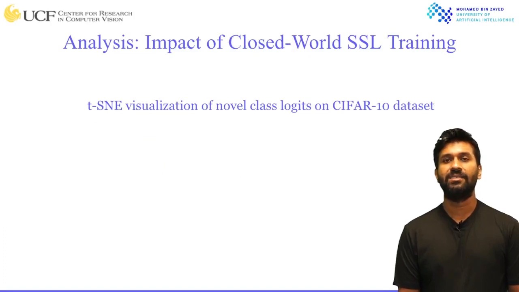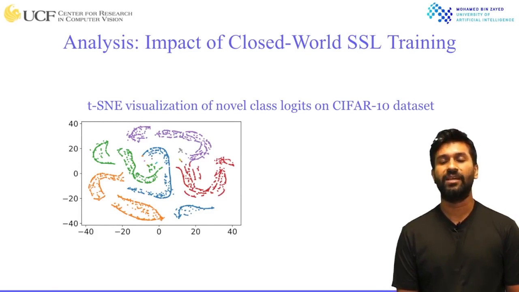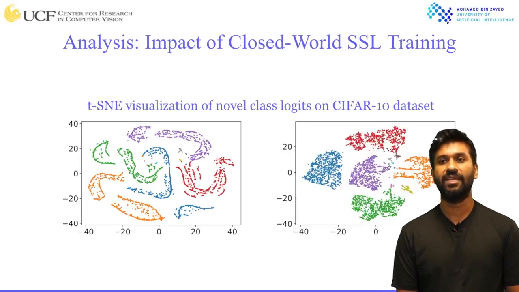So here is some analysis where we want to see what impact the closed-world SSL training has on our method. Here we are doing t-SNE visualization of the novel class logits on the CIFAR 10 dataset. After the first stage training, that means the learning to discover novel classes phase, we see that our method can cluster the data well enough, but the clusters are not very compact. After the closed-world training, we can see that the classes are well separated and data is well clustered.